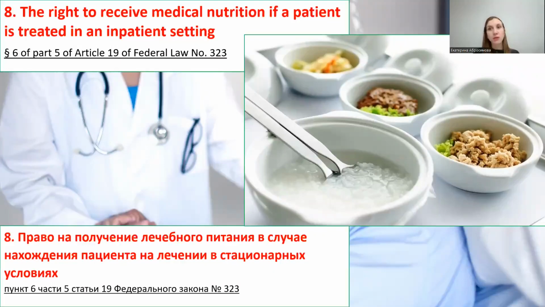One more important patient's right is the right to receive medical nutrition if a patient is treated in an inpatient setting. This right is enshrined in paragraph 6 of part 5 of Article 19 of the Federal Law number 323. This right is one of the important rights due to the implementation of which it has become possible to preserve the life and health of some categories of patients.